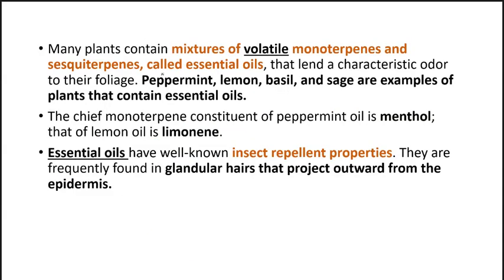Next, some compounds produce volatile monoterpenes and sesquiterpenes, and these volatile terpenes are known as essential oils. Very important. Now, what are essential oils? These essential oils do not allow the pathogen to attack the plant.